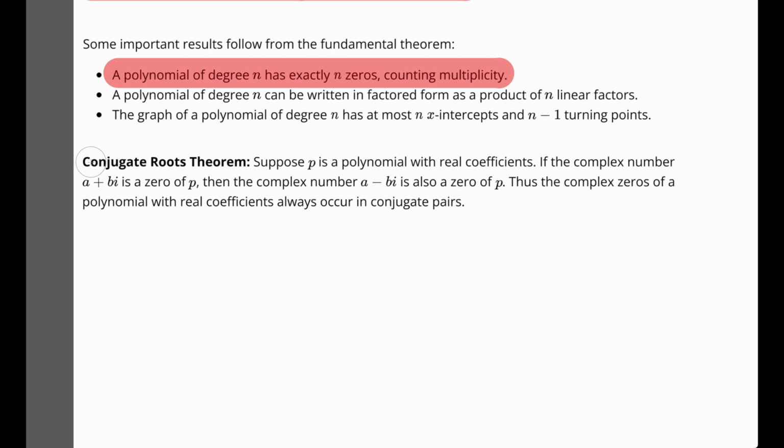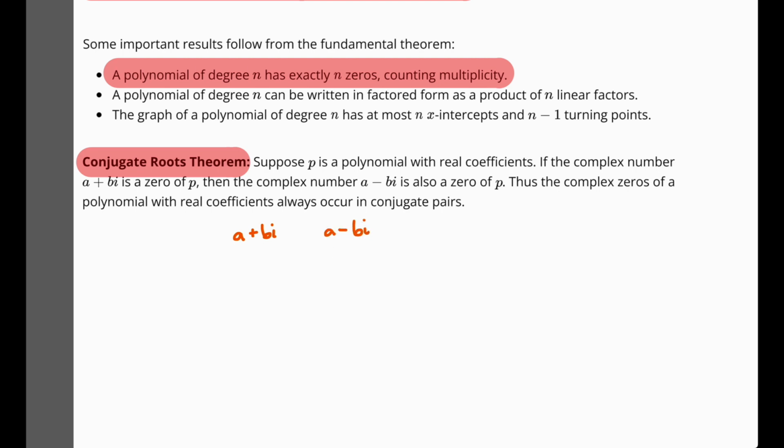Okay, next we're going to talk about the conjugate roots theorem. Basically this means that anytime you have a complex root, you're always going to have its conjugate as well. So what this theorem states is if you had some root that was a plus bi, you automatically have another root that's a minus bi. It has to follow that.